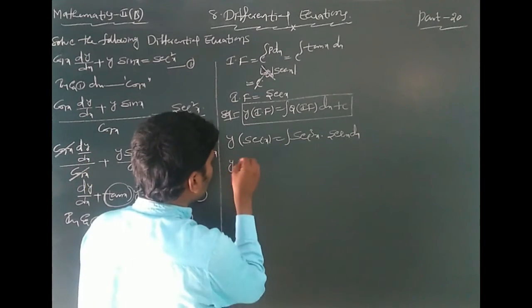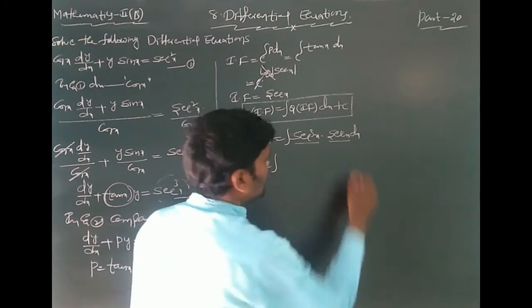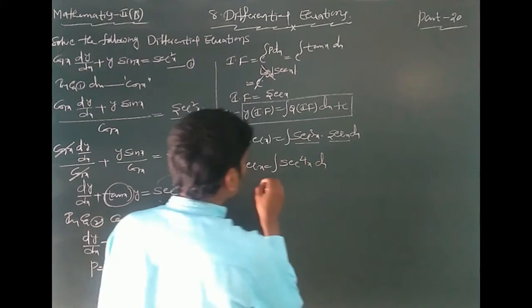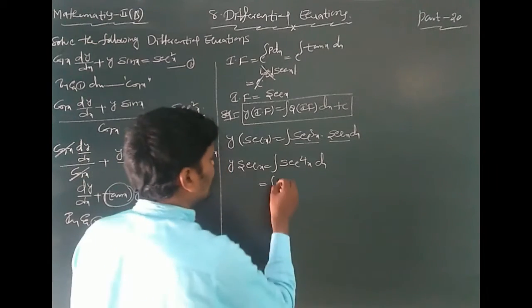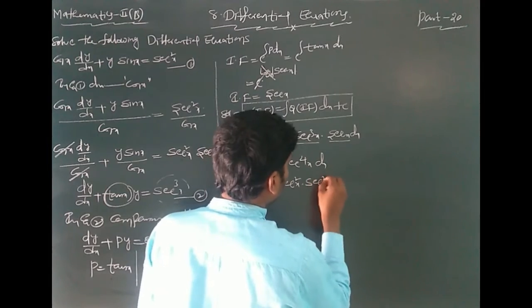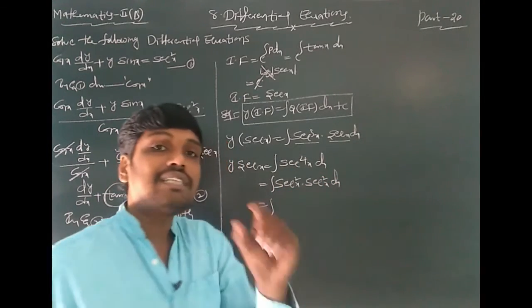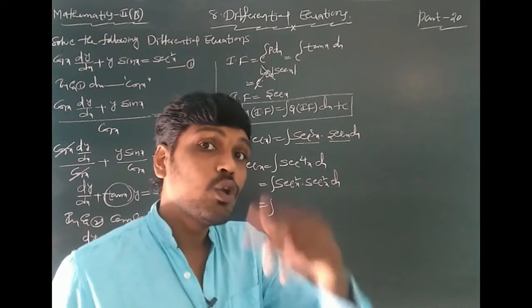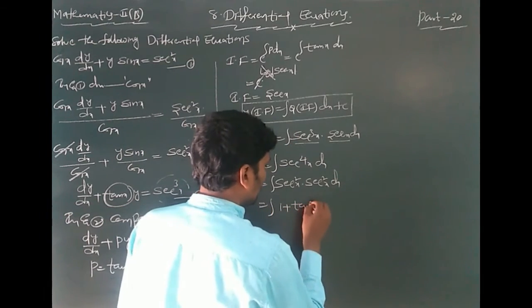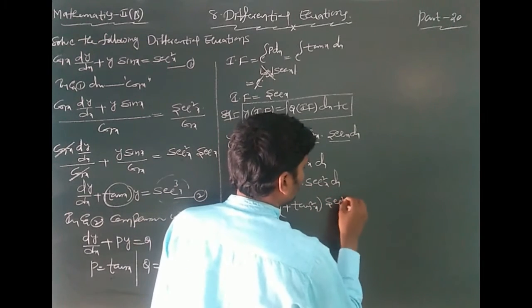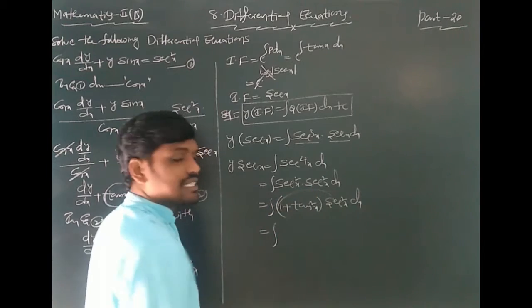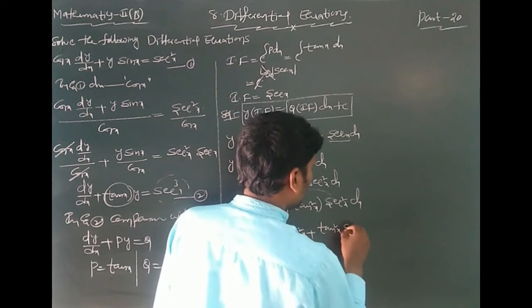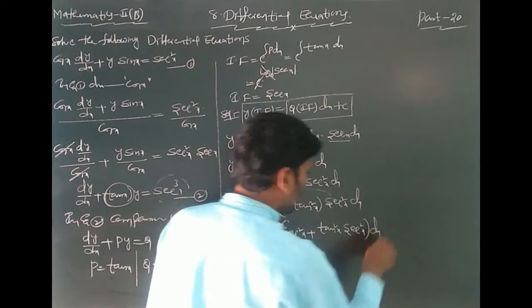After that, y into sec x is equal to integral sec³ x into sec x, which is sec⁴ x dx. Sec⁴ x we can write as sec² x into sec² x dx. By the second trigonometric identity, sec² x minus tan² x equals 1, so sec² x equals 1 plus tan² x. Write that value for one sec² x, and the remaining sec² x stays the same. After that, multiplying sec² x into 1 gives sec² x plus tan² x into sec² x, dx.